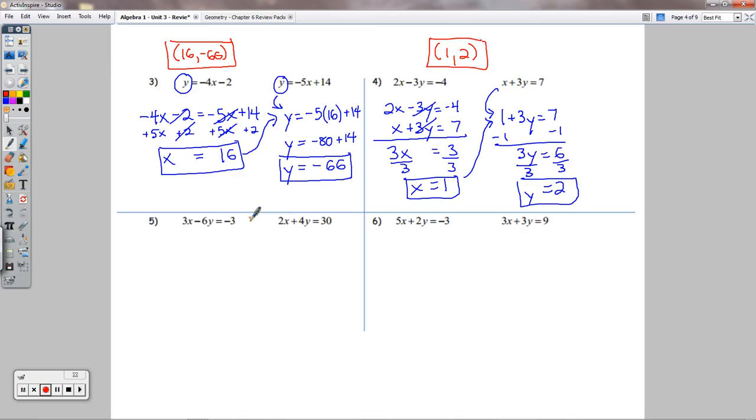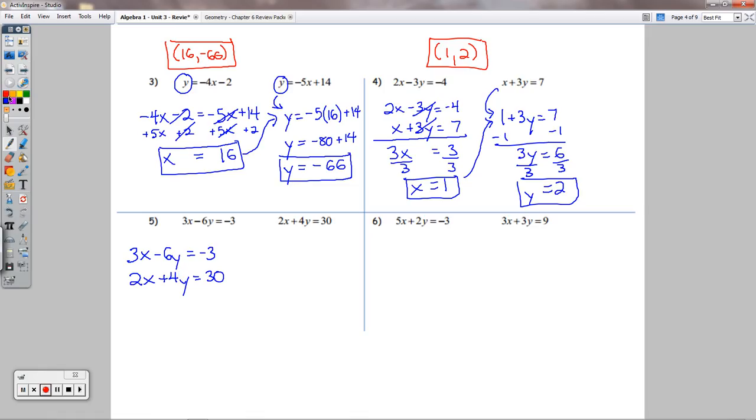Number 5, it looks like that one would be another good one to use elimination on, I would say. You could use substitution, solve for x or y here, or solve for x or y here, plug stuff into the other one and figure it out from there. But I think, at least in my opinion, elimination's a little easier on this one. We could decide what we want to multiply by here. It looks like 6 and 4, the lowest common multiple would be 12.